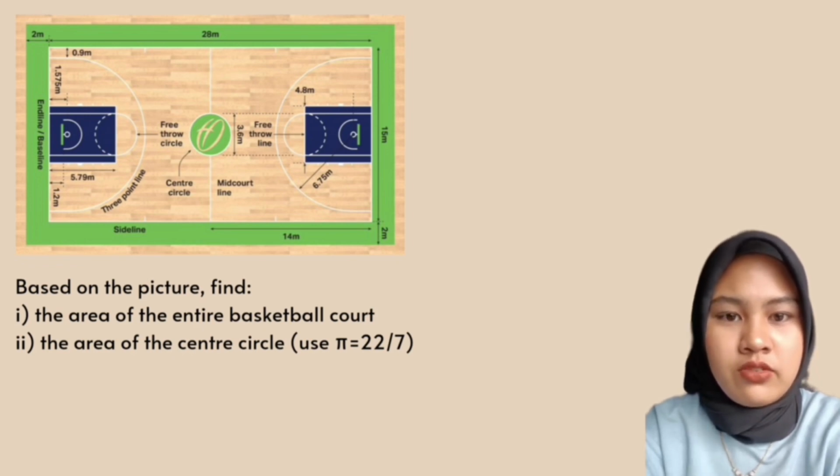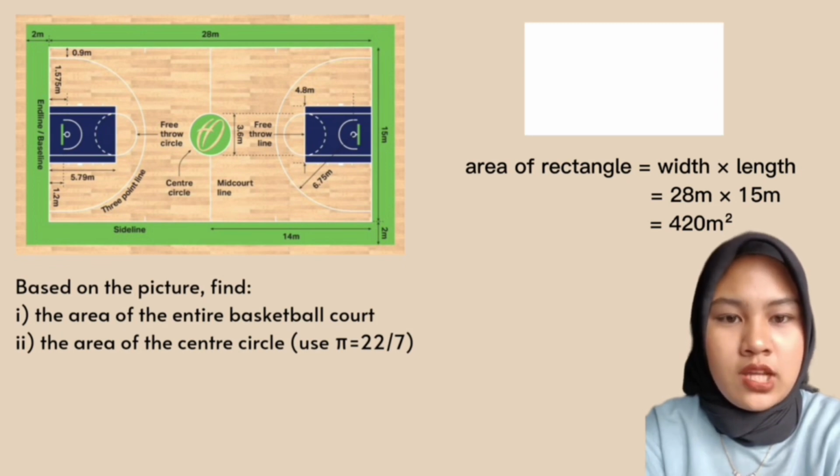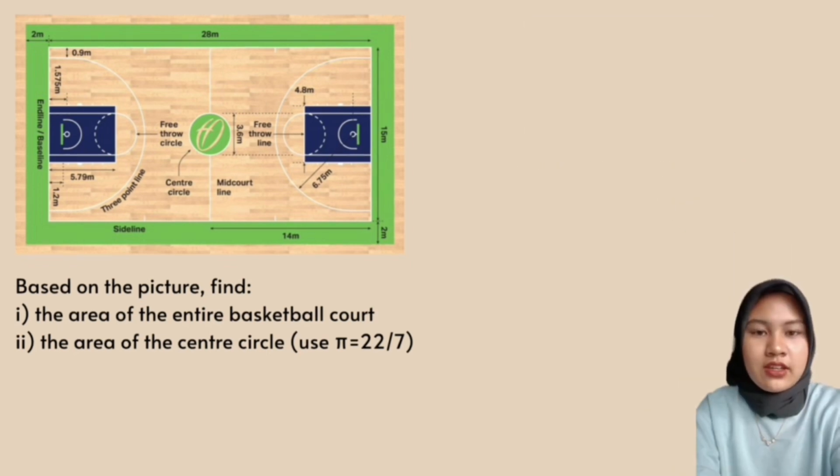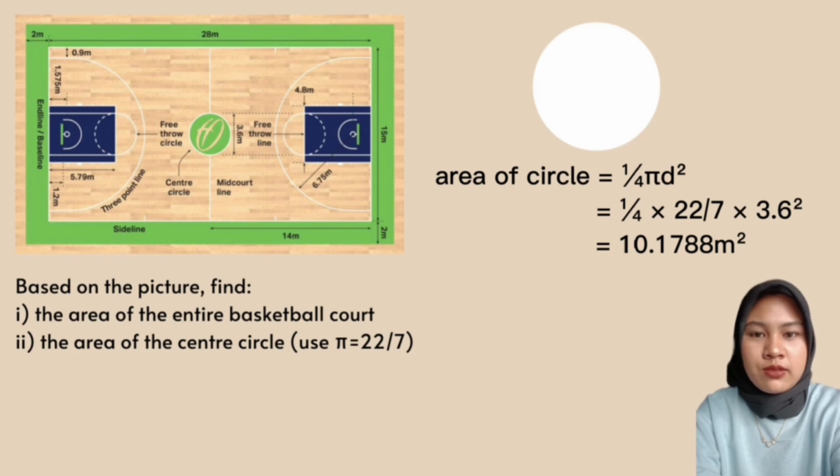Next question, based on the picture, find the area of the basketball court. We will use the formula area of a rectangle, which is width multiplied by length. The calculation is 28 meters multiplied by 15 meters, and the answer is 420 meters squared. To find the area of the center circle, use the formula 1/4 pi diameter squared. The calculation will be 1/4 multiplied by 22/7 multiplied by 3.6 squared, and the answer is 10.1788 meters squared.